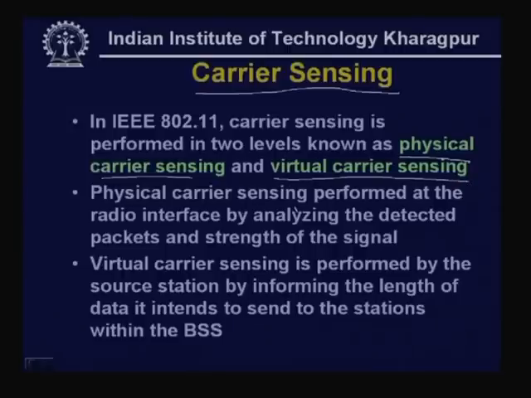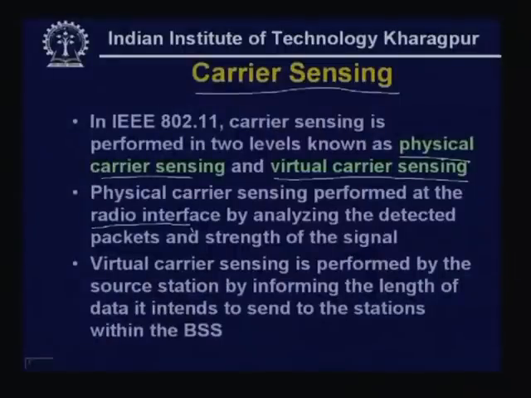In case of physical carrier sensing, it is performed at the radio frequency interface by analyzing the detected packets and strength of the signal. That means all the mobile stations will be receiving signals generated by other stations within that basic service set, and the signals will be analyzed at the radio interface, analyzing the detected packets and comparing the strength of the signals. Obviously, whenever there is collision, the strength of the signal will be more. So, this is one way of detecting collision.